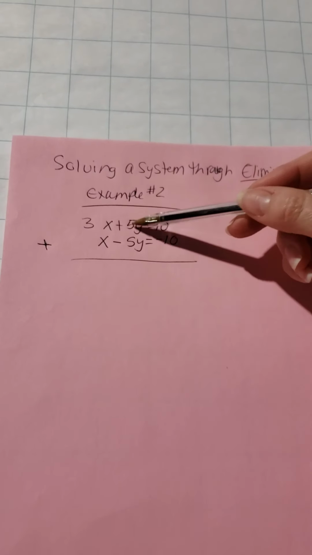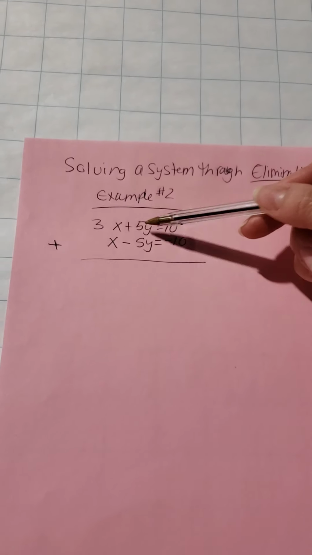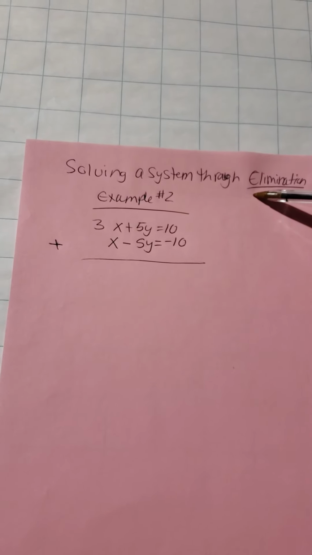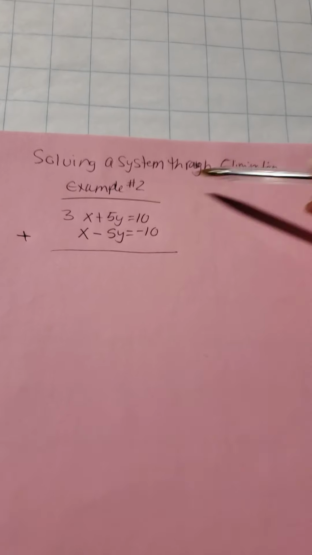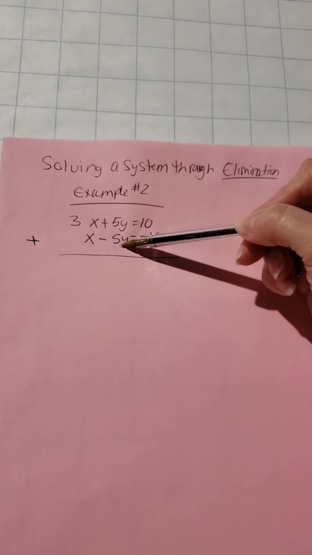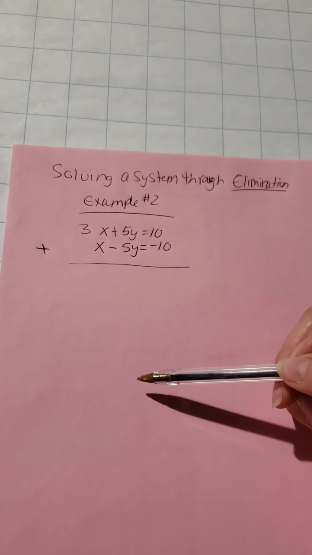So can we add them? Yeah, because do you see how the 5y and the -5y are opposites? So can we use these two equations with elimination? Yeah, because we have opposites. We have a 5y and a -5y, so they're going to cancel out when we add. So we can go ahead and do it.